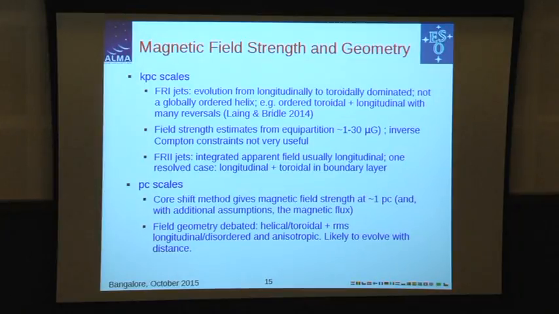On parsec scales, the same core shift method that we were looking at earlier gives you the magnetic field strength at round about a parsec, and with additional assumptions also the magnetic flux. I'll show you a picture of that in a second. The field geometry is debated. There are those who would like a helical magnetic field, in the sense of significant poloidal and toroidal components. My own preference is for a toroidal field with more of a disordered poloidal component, as on kiloparsec scales, and there are those who would want to go for a field that's disordered and anisotropic, which also gives high polarization. That debate is still ongoing, and I think we can take that forward at this meeting, particularly after Denise's talk.